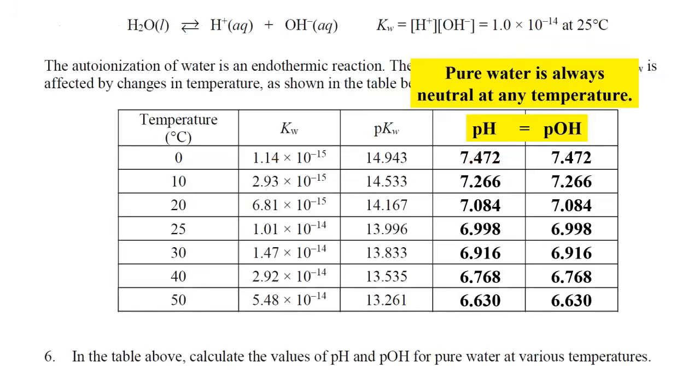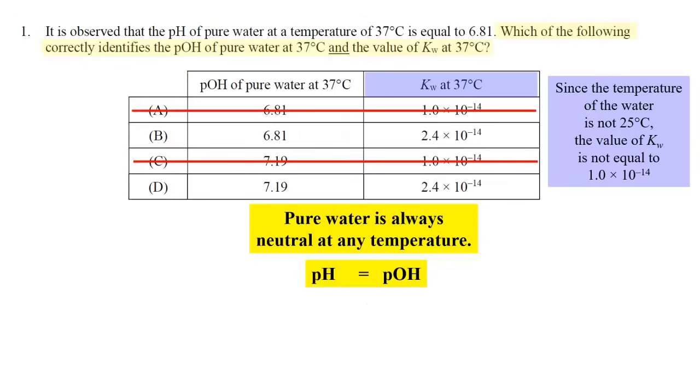Now on this slide, this was taken from an earlier video in which I was talking about topic 8.1, and as you can see, pure water is always neutral at any temperature. The value of pH is equal to the value of pOH no matter what the temperature is for pure water. And since pure water involves pH equal to pOH, and in this particular question they say that the pH of pure water at this temperature is 6.81, now we know that the value of pOH must also be equal to 6.81. So the correct answer to question 1 is choice B.